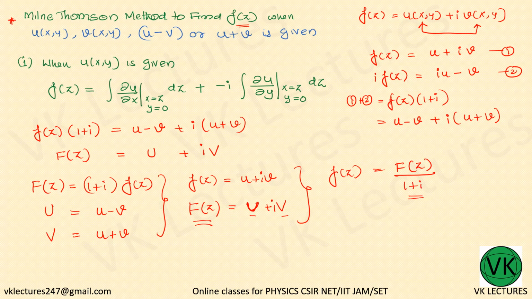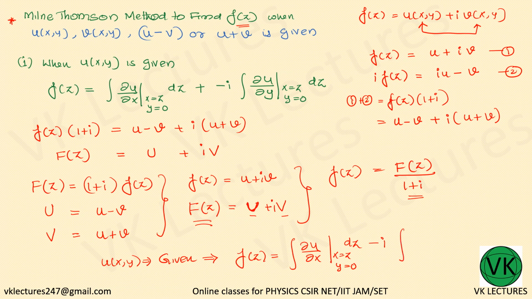So if u of x comma y is given, then f of z is equal to the integral of dou u by dou x at x equal to z and y equal to 0 times dz, minus i into the integral of dou u by dou y at x equal to z and y equal to 0 into dz.